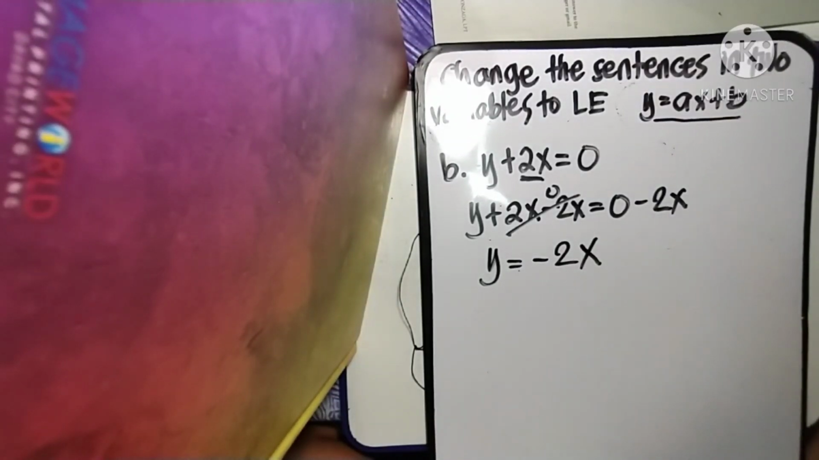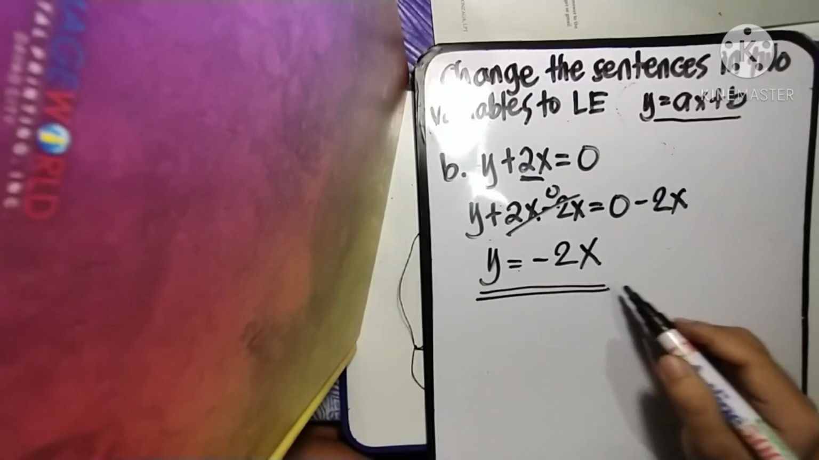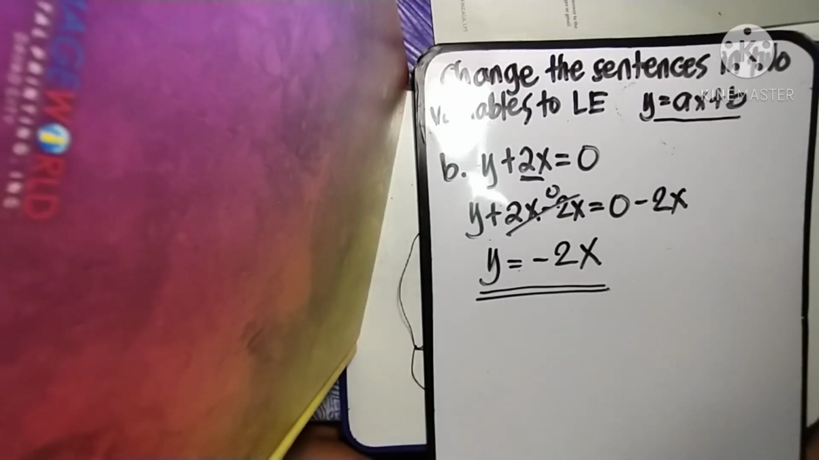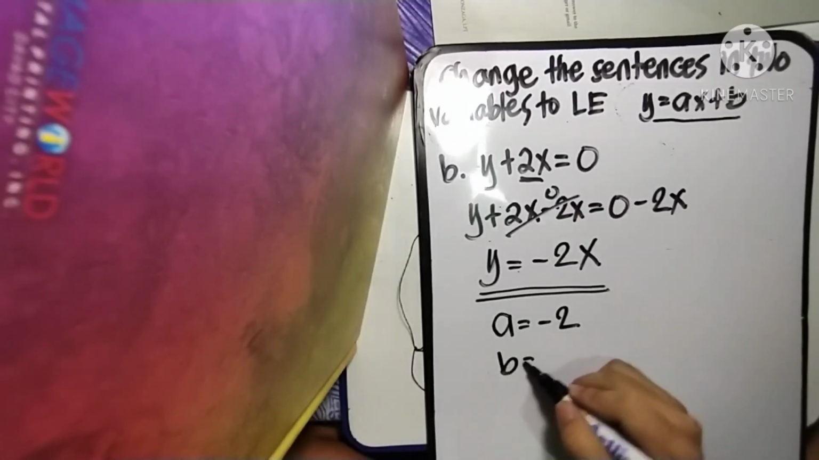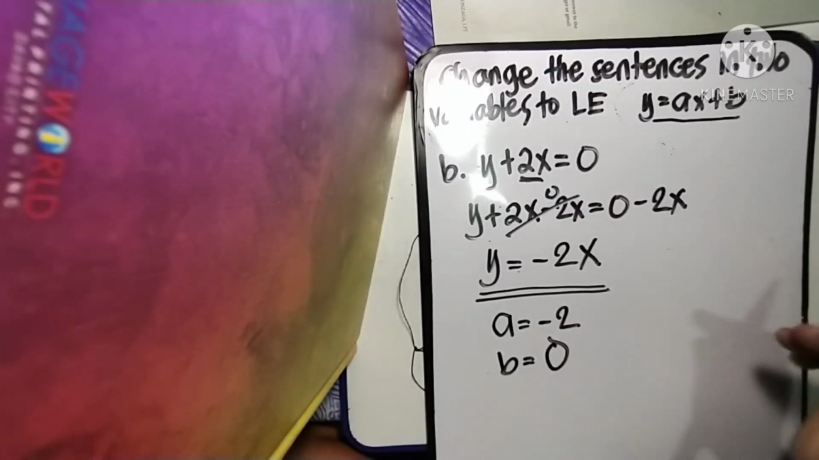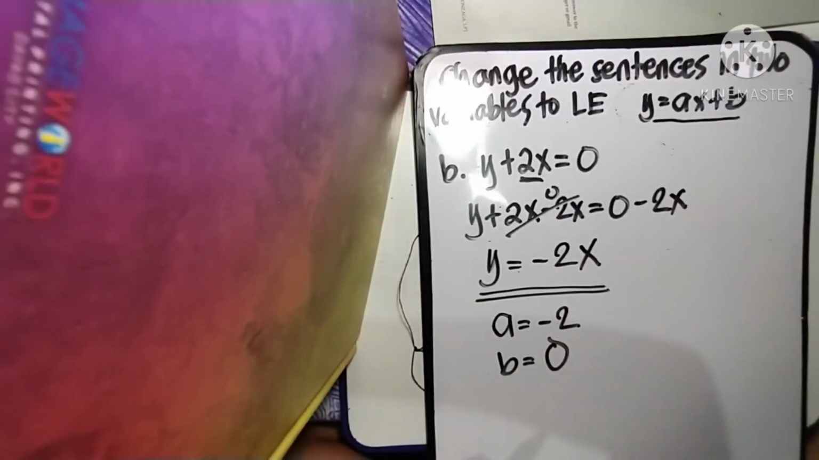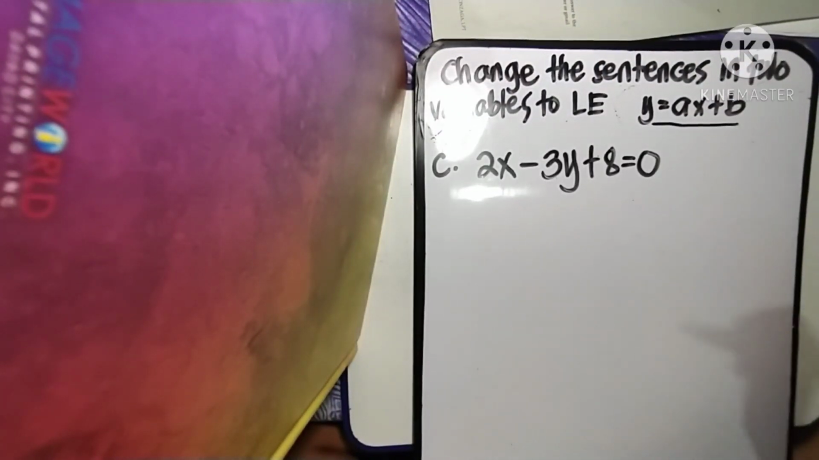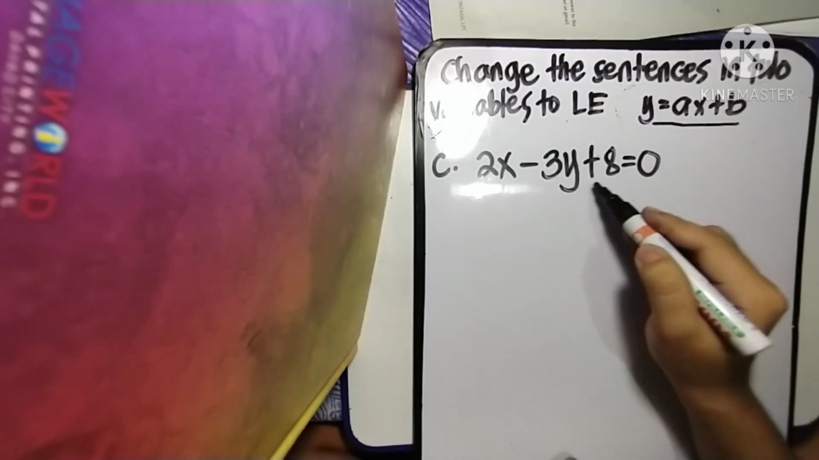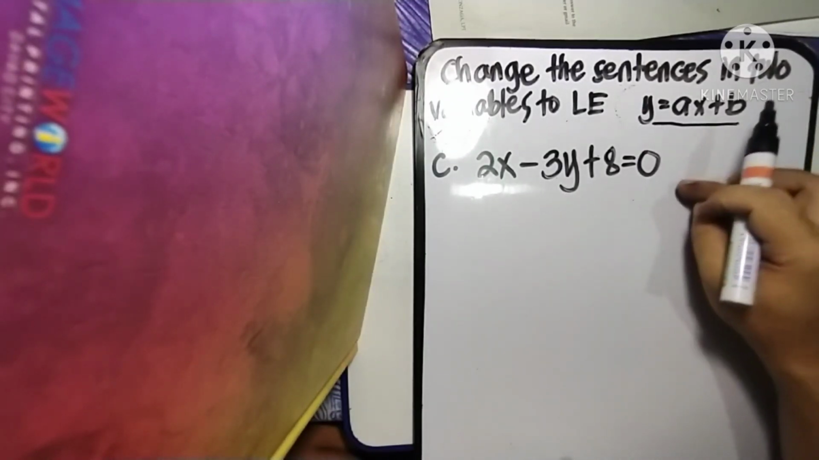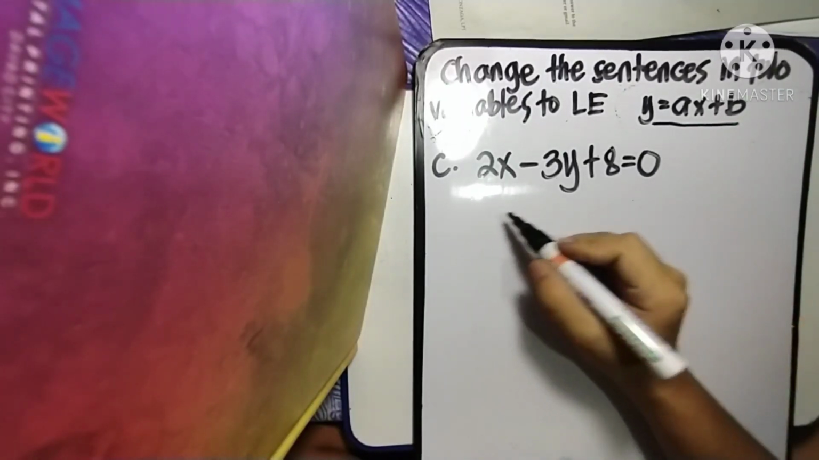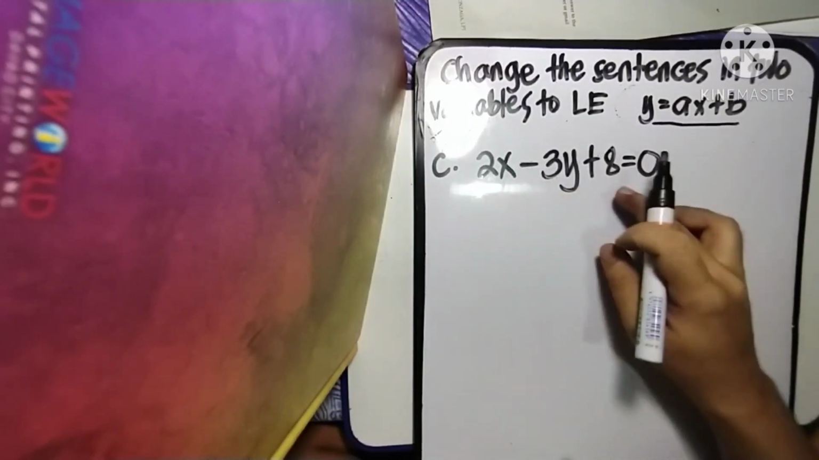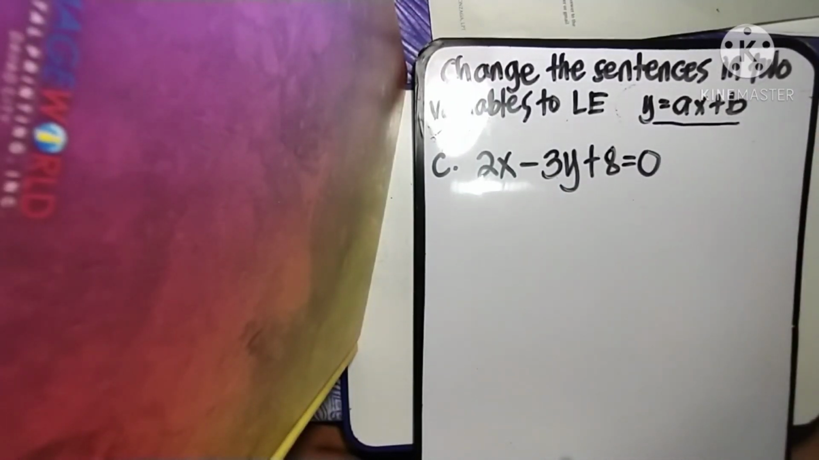Okay, so this is now the linear equation of the form y is equal to ax plus b, where our a is equal to negative 2 and b is equal to 0. Okay, so next example is 2x minus 3y plus 8 is equal to 0. So we need to change this one to the form y is equal to ax plus b. Okay, so transfer na to si 2x and positive 8, so the right side.